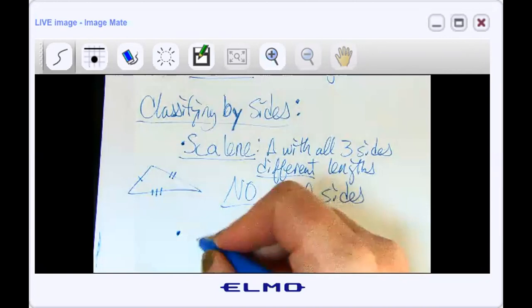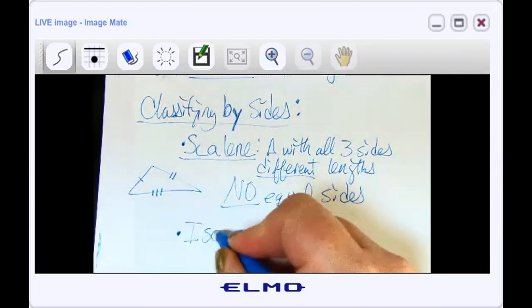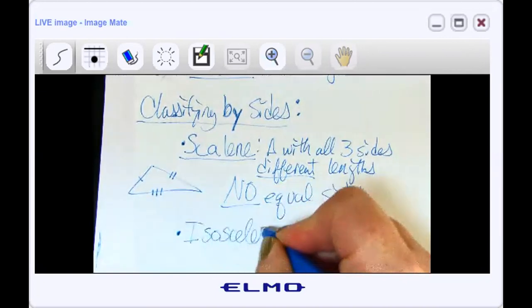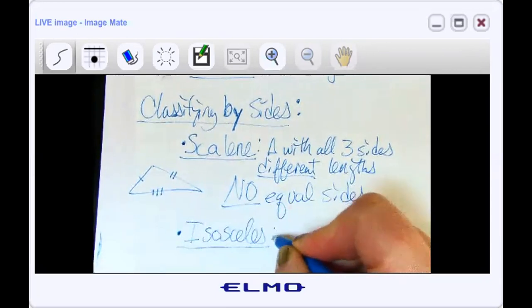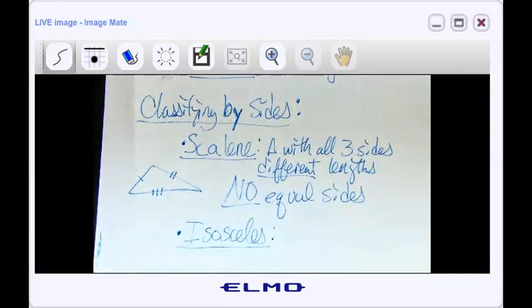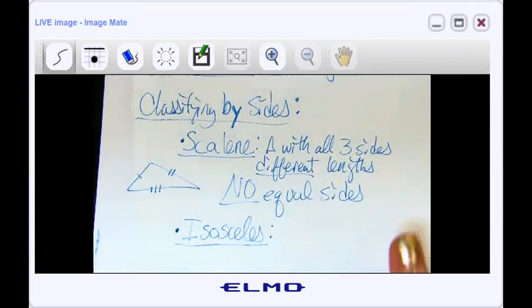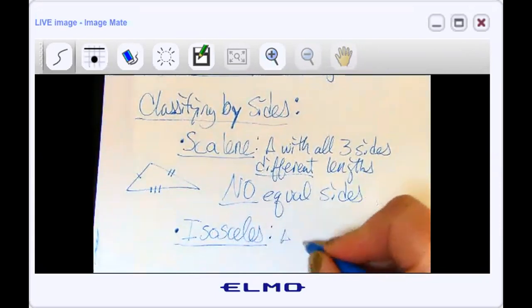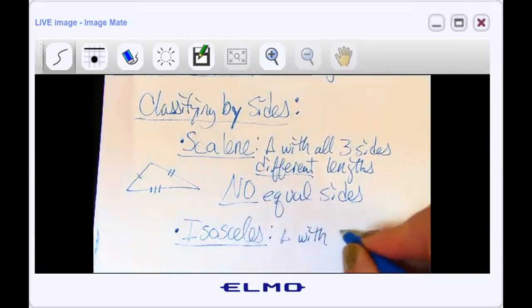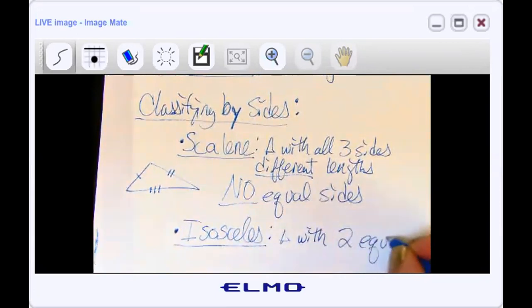Isosceles? Yes! Isosceles. Note how you spell it. I-S-O-S-C-E-L-E-S. Isosceles. So this one is a triangle with two equal sides.